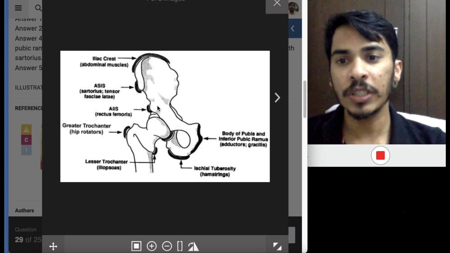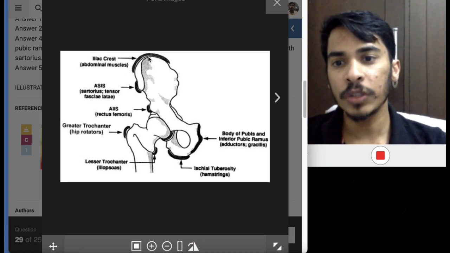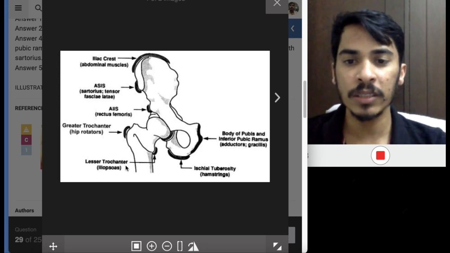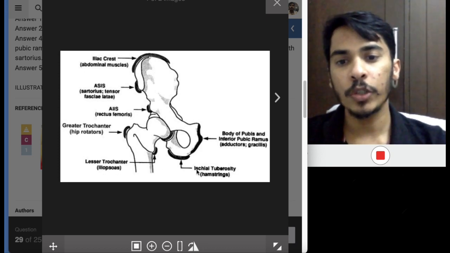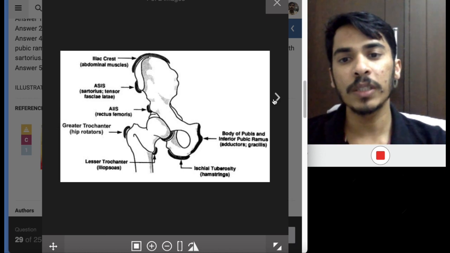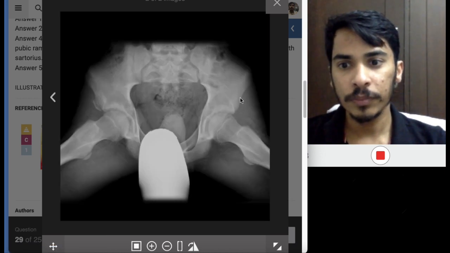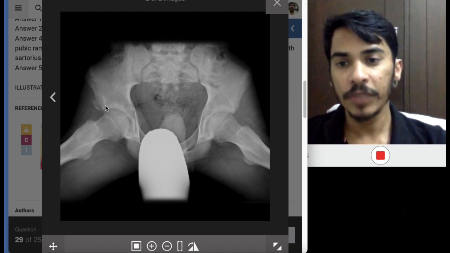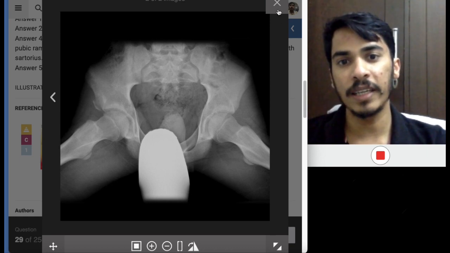So we can see the picture showing the iliac crest, which can cause avulsion fracture of abdominal muscle, anterior superior iliac spine, tensor fasciae latae, sartorius, anterior inferior iliac spine, rectus femoris, greater trochanter, attachment of hip rotators, lesser trochanter is attached to iliopsoas, which are flexors of the hip, ischial tuberosity, which is attached to the hamstrings, and body of pubis and inferior pubic ramus, adductors. Adductor strains are involved at the adductor tubercle, not the abductor tubercle, the pubic symphysis. This is the image showing rectus femoris avulsion in the anterior inferior iliac spine in this area.